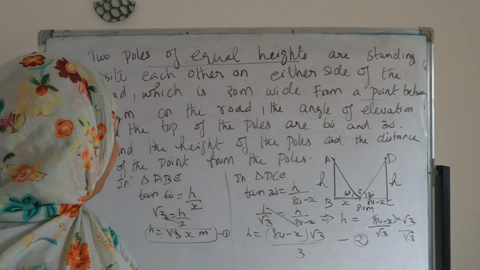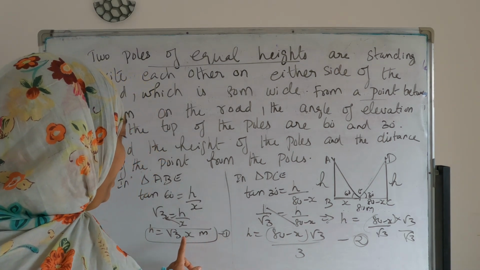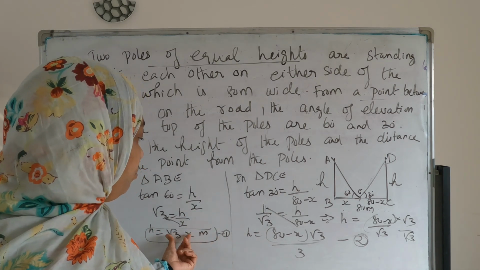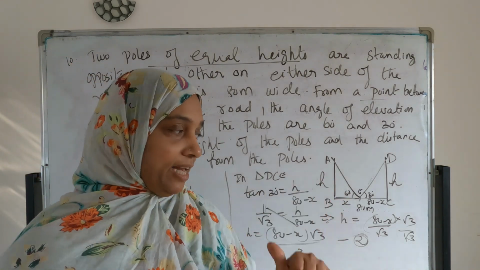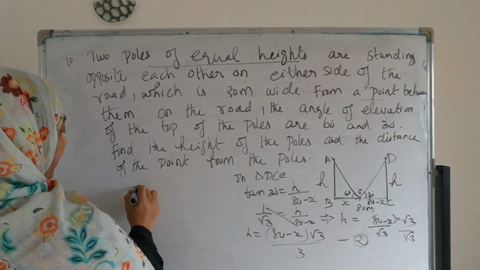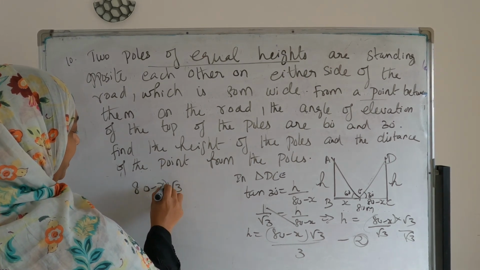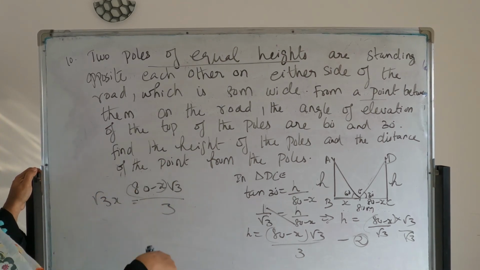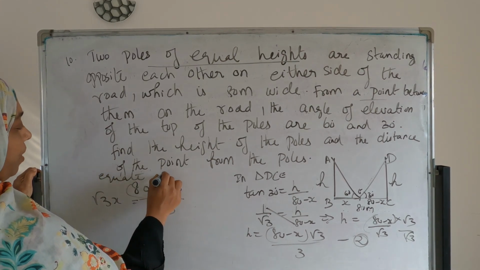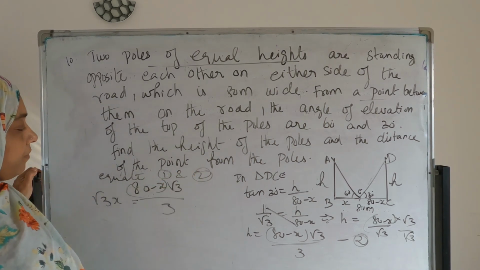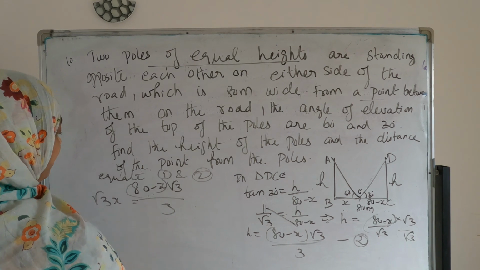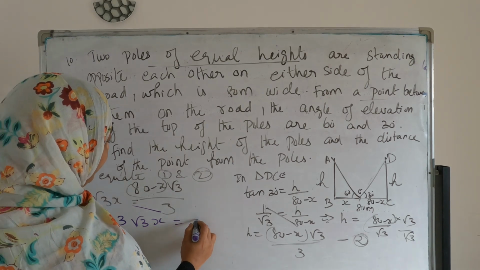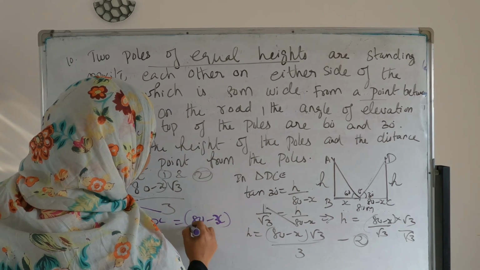Now we have both h values, so equate 1 and 2. In the place of h, we will replace root 3x and solve to get the x value. Now 80 minus x root 3 by 3 equals h, and h is root 3x from the first equation. So equate 1 and 2. Bring this 3 to this side. So 3 root 3x equals 80 minus x root 3.